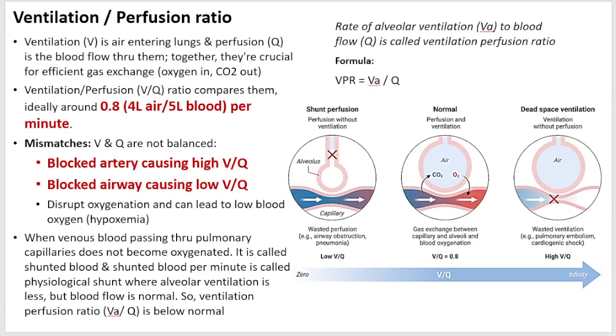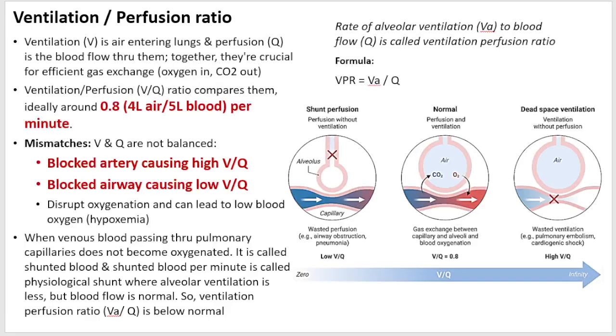Low VQ, also called shunt perfusion, happens when blood flows but ventilation is impaired due to something happening in the airway or the lungs. It can happen, for example, in the case of airway obstruction and pneumonia. Oxygen cannot enter, so the blood remains deoxygenated. Blood is there, but oxygenation doesn't happen because of a problem in the airways or the lungs. This is wasted perfusion causing hypoxemia.